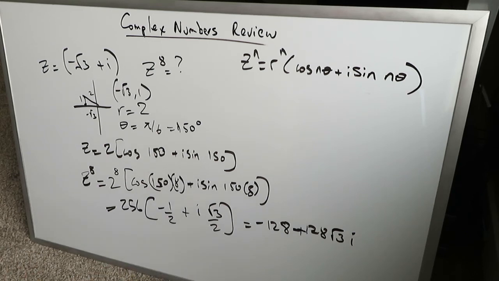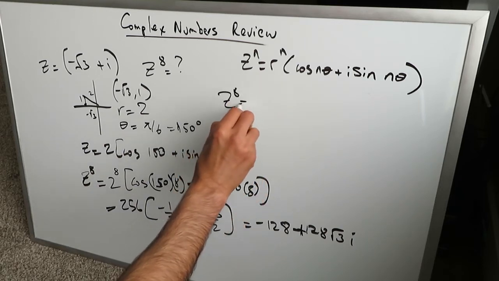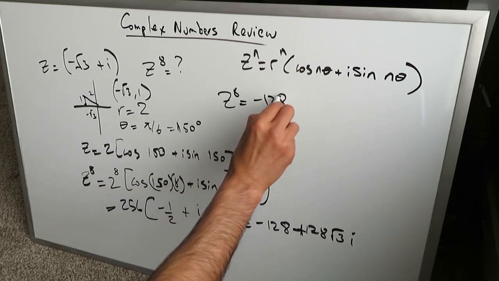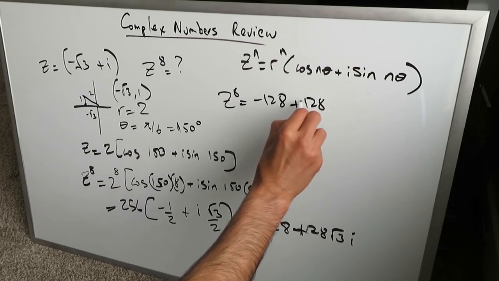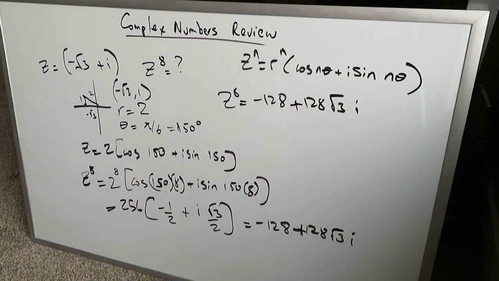Minus 128 plus 128 root 3i. So you can just say z to the power of 8 is equal to minus 128 plus 128 root 3, and then we can put the I over there. And it should be a good answer.